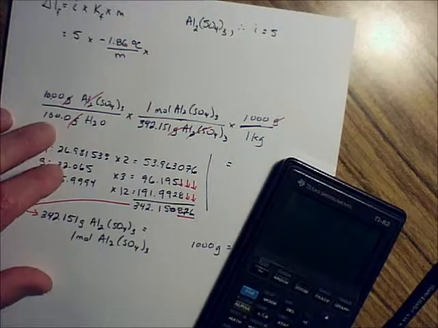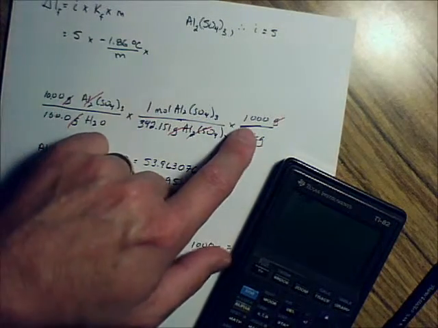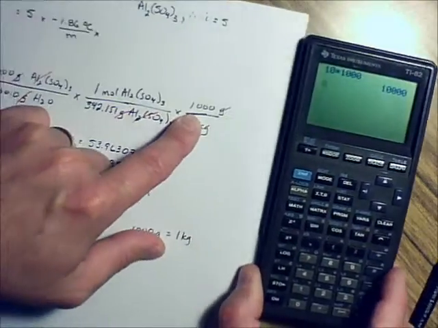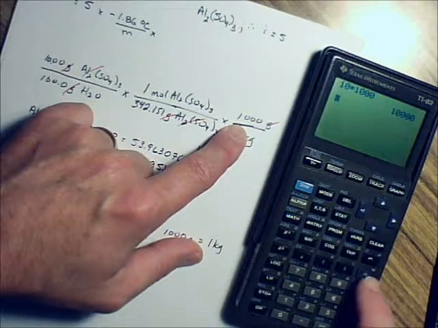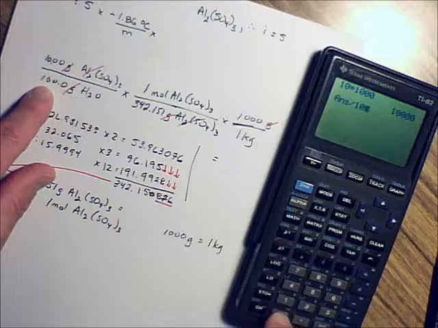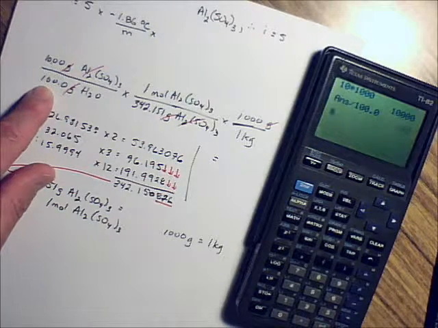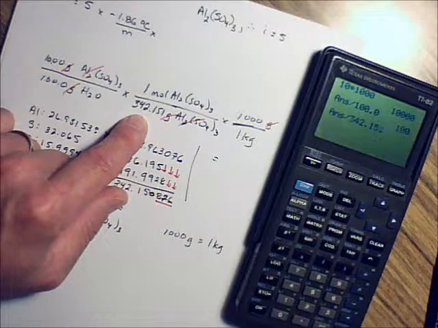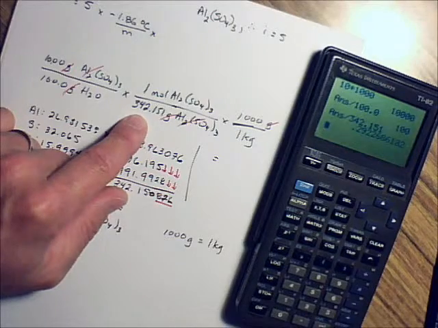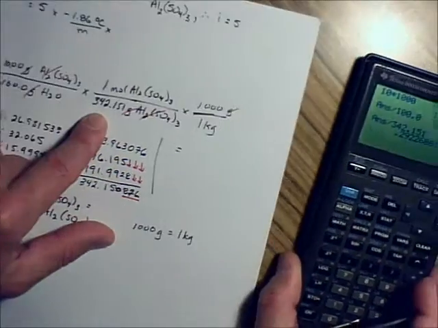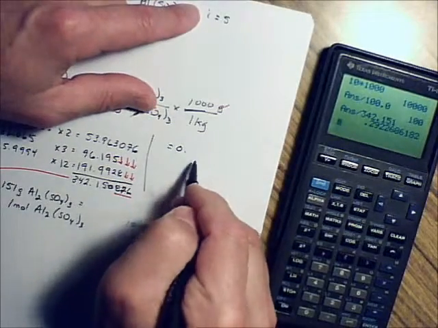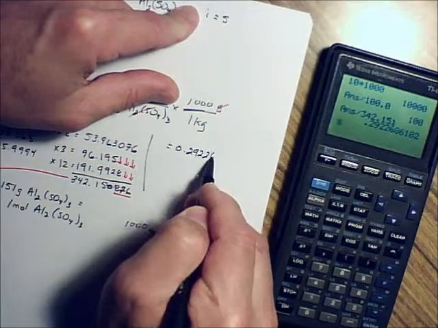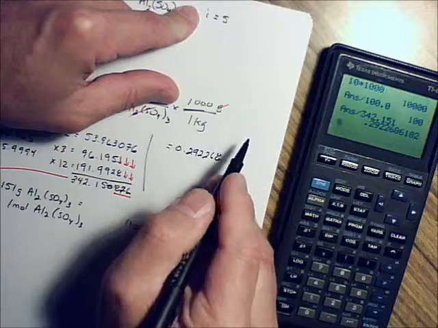Okay? Alright, so we're going to have 10 here, times 1,000. Hit enter. Alright. And then we're going to divide by the 100 here. Hit enter. Then divide by 342.151. And hit enter. Okay. And I got 0.2922686182.